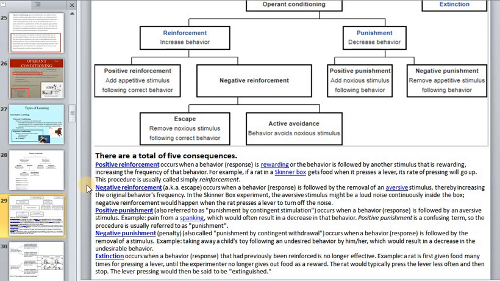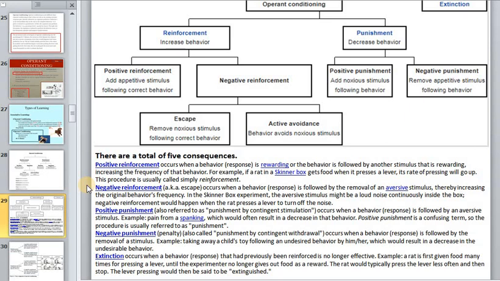When it presses a lever, its rate of pressing will go up. This procedure is usually called simply reinforcement. But we have negative reinforcement, escape, which occurs when a behavior or response is followed by the removal of an aversive stimulus, thereby increasing the original behavior's frequency.